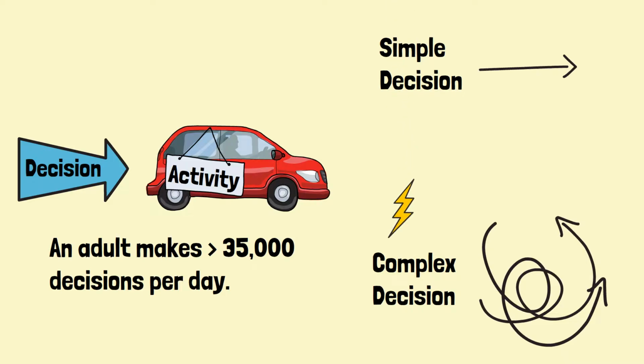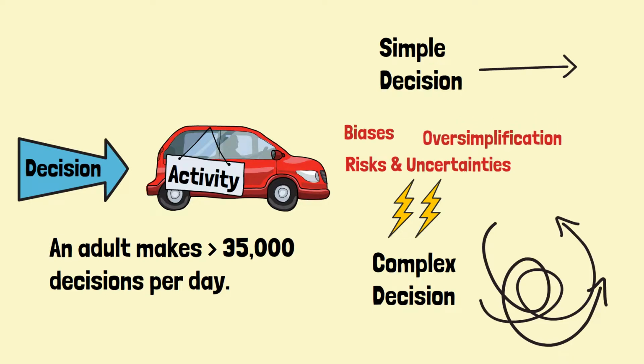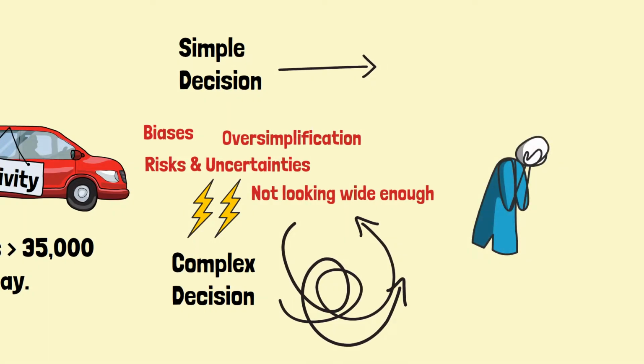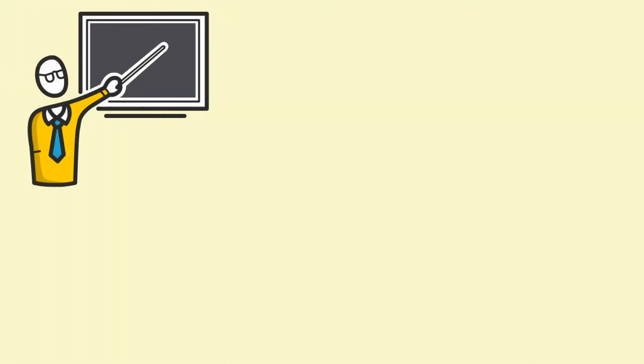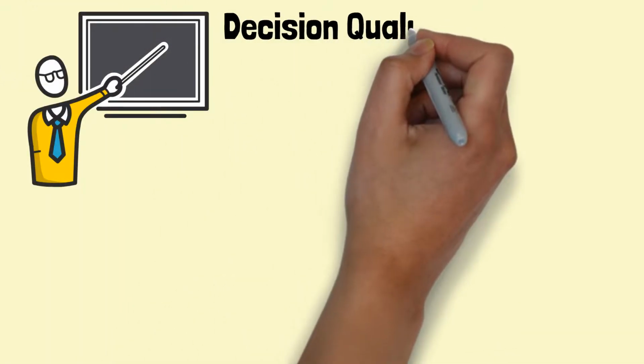However, many factors can stop us from making good decisions, which include risks and uncertainties, biases, oversimplification of situation, failure of looking wide enough, and others. Have you ever regretted some of the decisions you made? If you have, I would like to introduce the decision quality framework that can help improve your decision-making process.